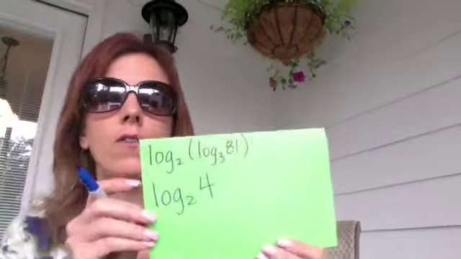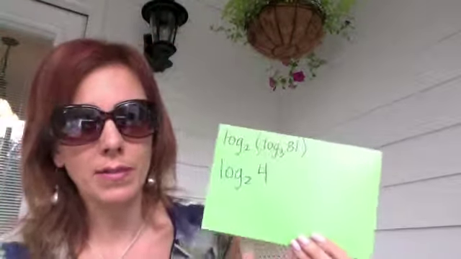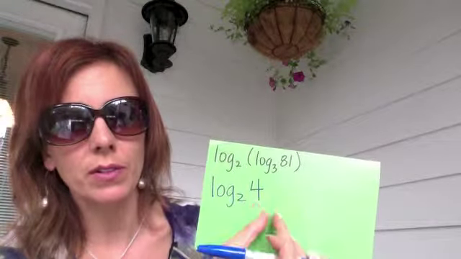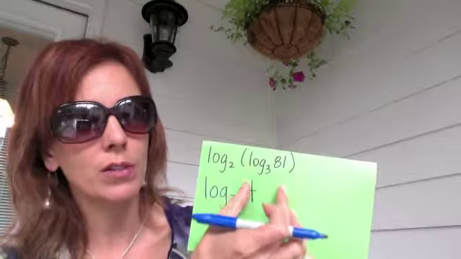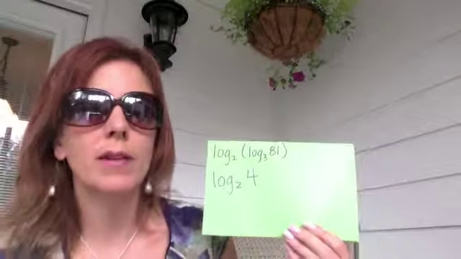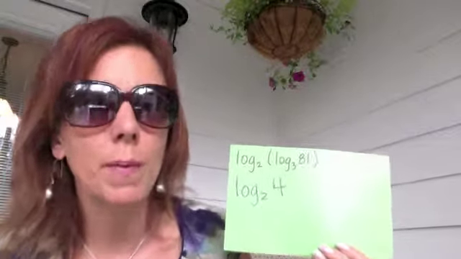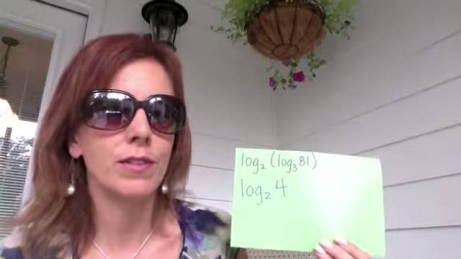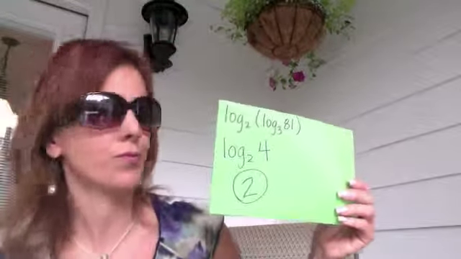So log base 2 of 4. Okay, because that log base 3 of 81 is equivalent to 4, I can just replace that whole thing with 4. Now I'm going to evaluate this part. Log base 2 of 4. 2 to what power gives me 4? You know this answer. The answer is 2. So this whole thing is 2.